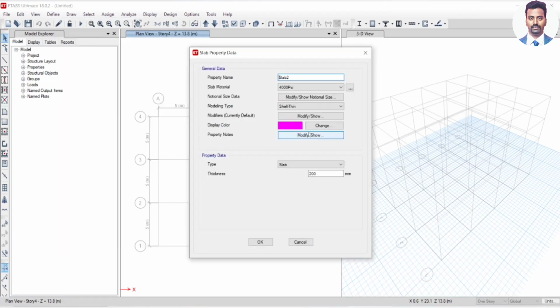and let us assign a new property for the slab. So, slab 200. You can provide it according to minimum stiffness, according to the serviceability and strength limit states.